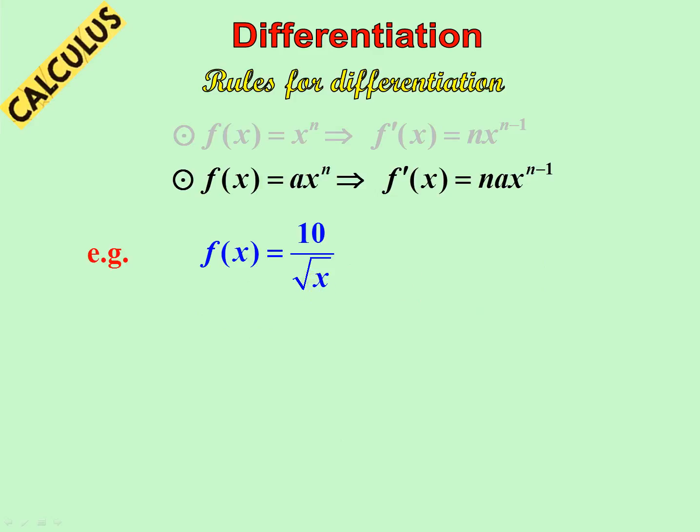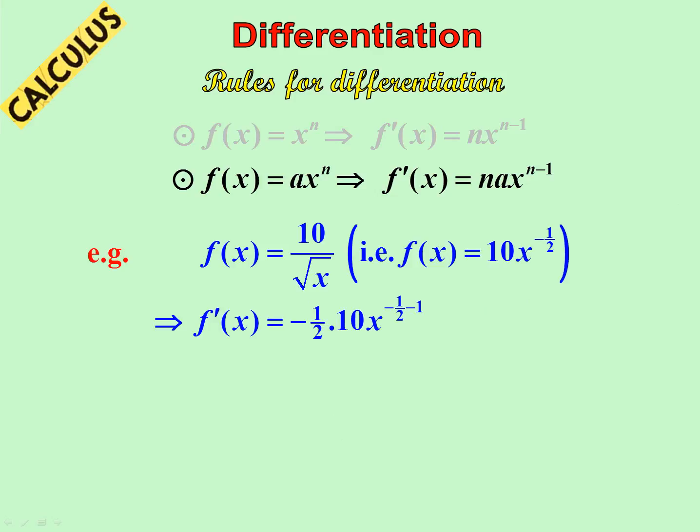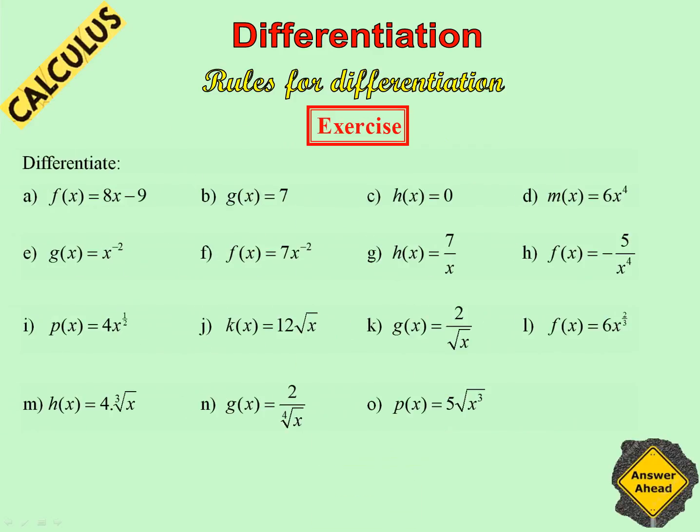Square root of x is x to the half, so underneath it becomes x to the negative a half. Subtract 1, which gives you negative 3 over 2, or negative 1 and a half. That now goes below as x to the 3 over 2, or the square root of x cubed. Exercise for you to try yourself.